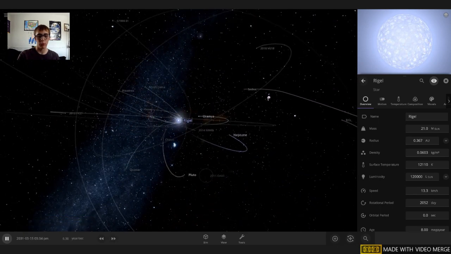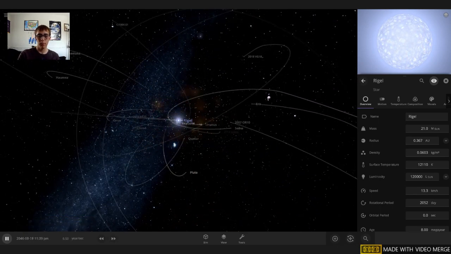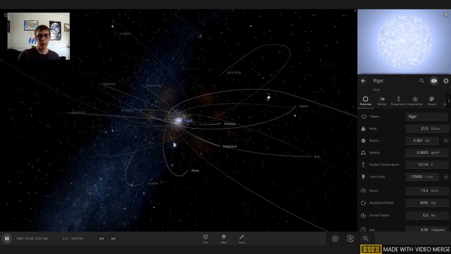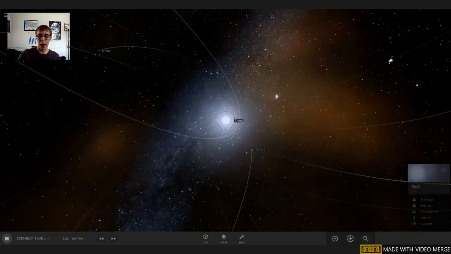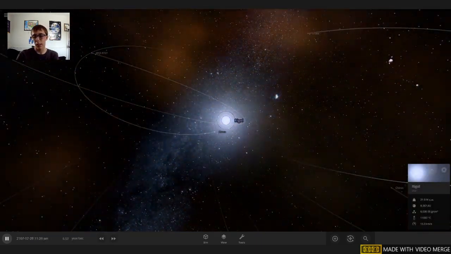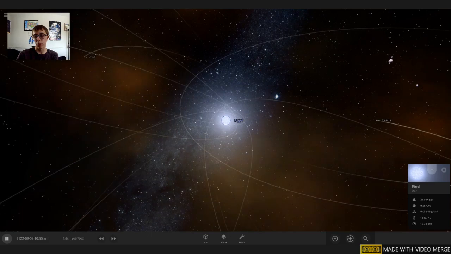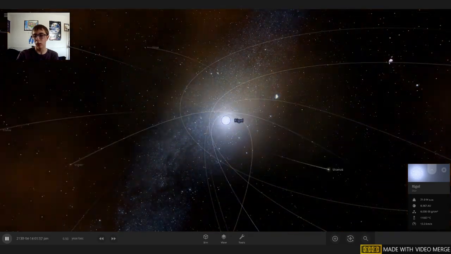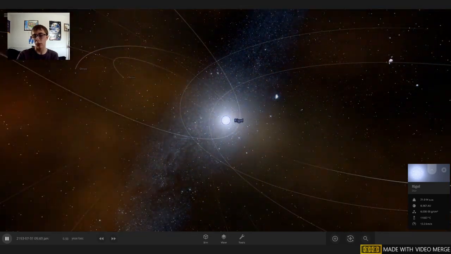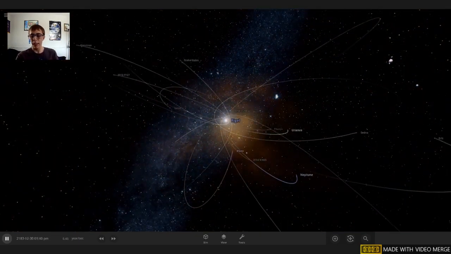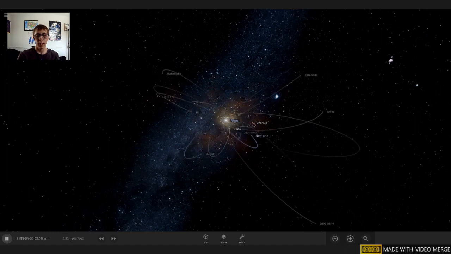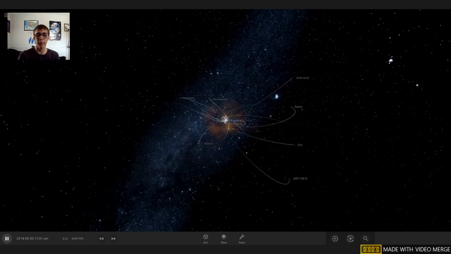Everything's gonna crash into it and get messy. So this star has about 21 masses of the sun. The name of it is called Rigel, or maybe it's Rigel, I'm not sure. At any rate, we look at this, and it looks like a scattered mess of just asteroids, comets, planets, just all over the place.